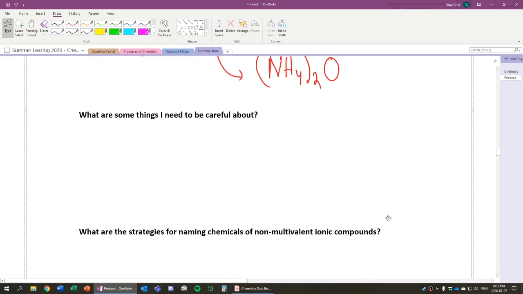So what are some things to be careful about? The first one is, a lot of students mistake these two compounds: ammonia versus ammonium.